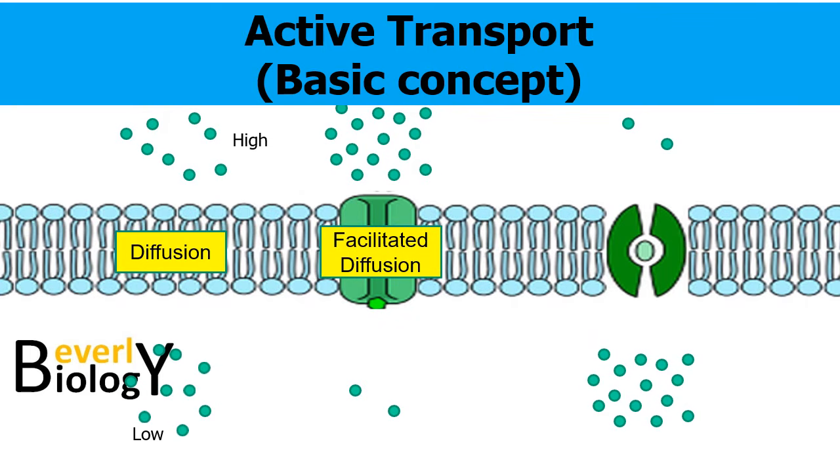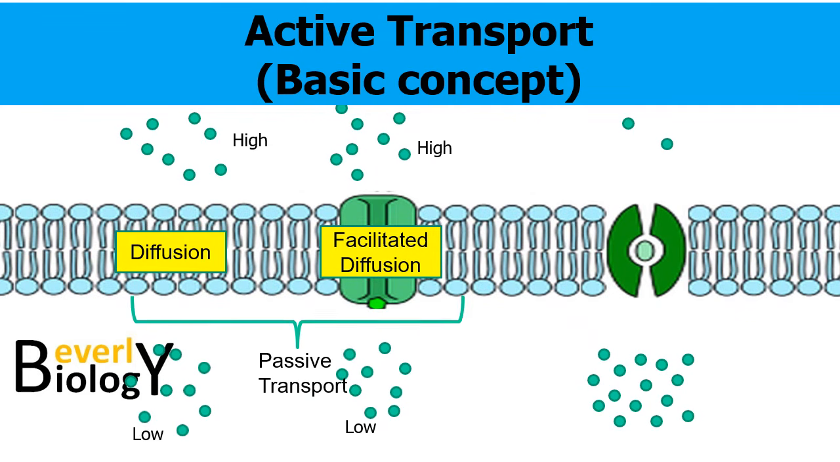In the middle, we have facilitated diffusion. Once again, a higher concentration on top, a lower concentration on bottom, and molecules move from the higher concentrated area to the lower concentrated area, but through the protein channels. Now, these are both examples of passive transport. They do not require ATP energy.